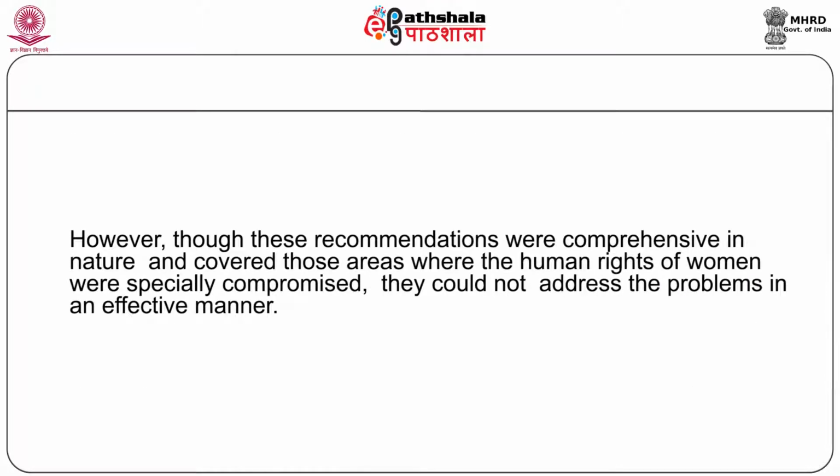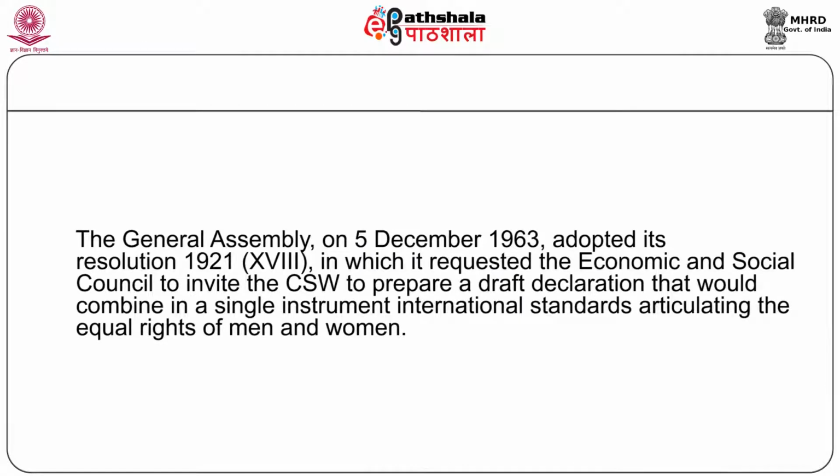However, though these recommendations were comprehensive in nature and covered those areas where the human rights of women were specially compromised, they could not address the problems in any effective manner. Therefore, given these problems, the General Assembly on 5th December 1963 adopted its Resolution 1921-18, in which it requested the Economic and Social Council to invite the CSW to prepare a draft declaration that would combine in a single instrument international standards articulating the equal rights of men and women.